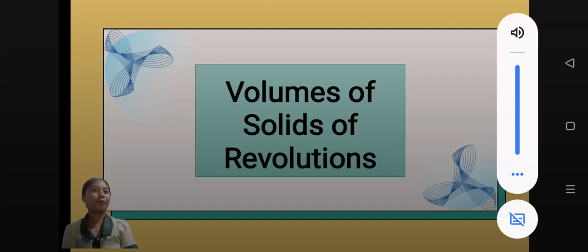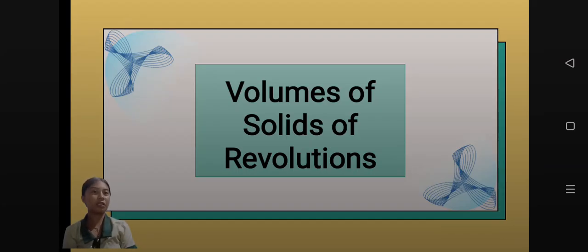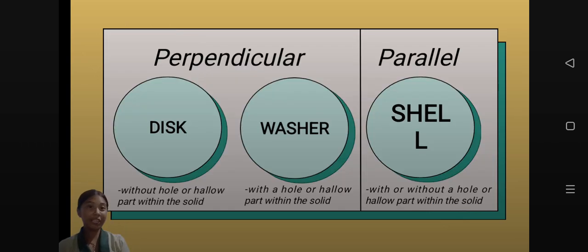In this video, we will be finding volumes of solids of revolution using different methods such as the disk, washer, and shell method. Finding volumes of solids of revolution is one of the important applications of integrals in real life. A great foundation of knowledge about the properties and rules of integrals is necessary in solving for the volumes of solids of revolution. Generally, there are two methods in finding the volume of solids of revolution.